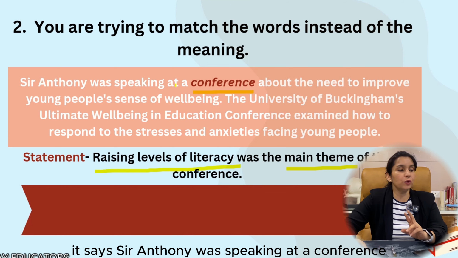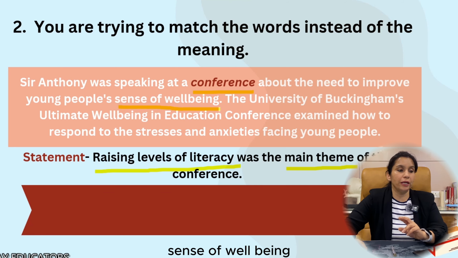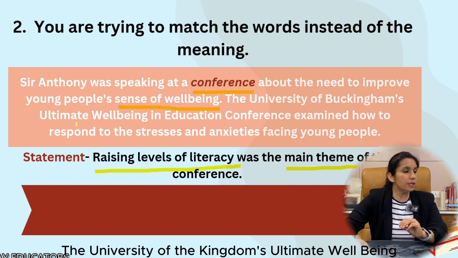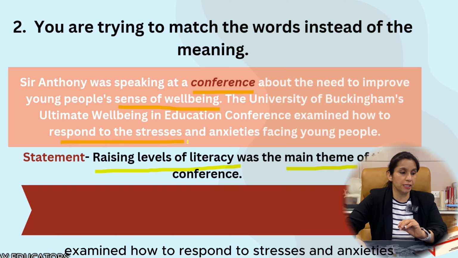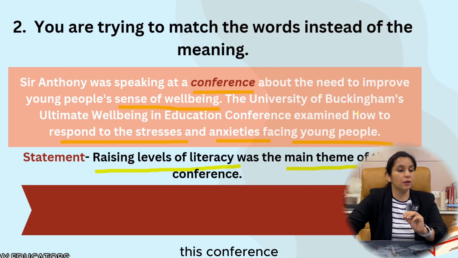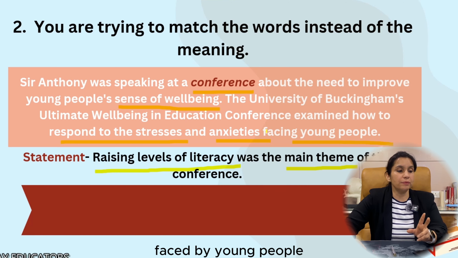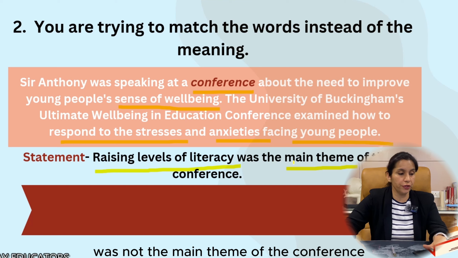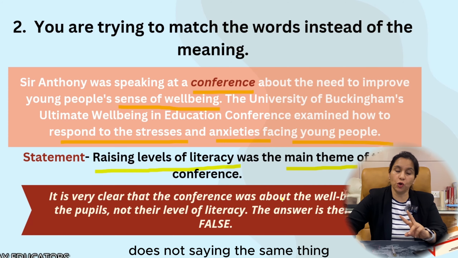It says Sir Anthony was speaking at a conference about the need to improve young people's sense of well-being. The University of Buckingham's Ultimate Well-being in Education Conference examined how to respond to stresses and anxieties facing young people. So it means this conference was trying to examine the response to the stress and anxieties which are faced by young people. So rising level of literacy was not the main theme of the conference. So it is very clear that the answer is false because it is contradictory. It is not saying the same thing.